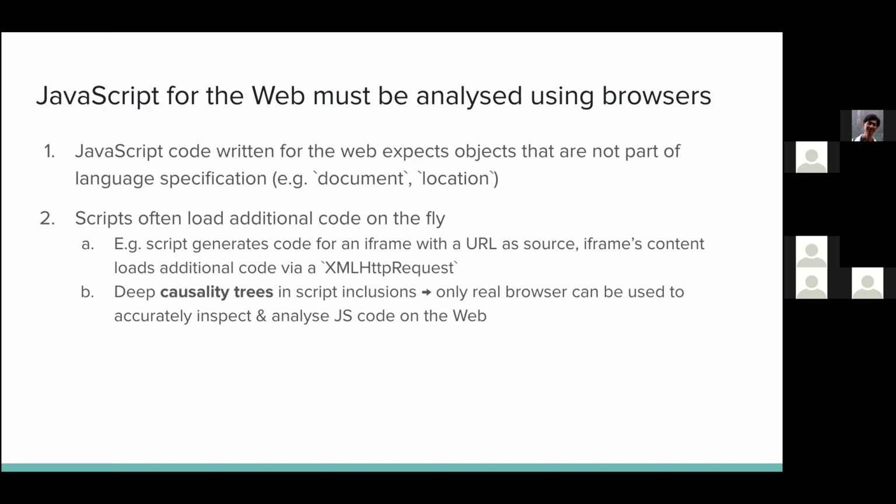Specifically, JavaScript that's written for a browser uses certain objects. For example, it can access properties of the browser window, and this is part of the standard for a browser, but it's not part of the standard for JavaScript itself. Which means that if you want to execute it in, let's say, a JavaScript sandbox, you would basically have to create a whole entire browser in order to be able to execute the JavaScript code.